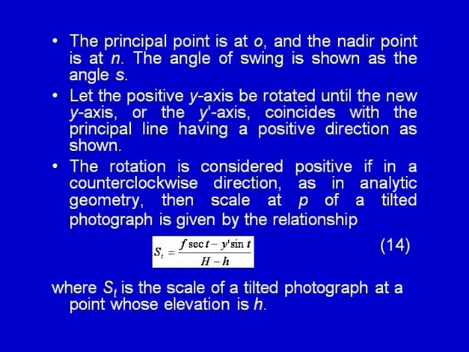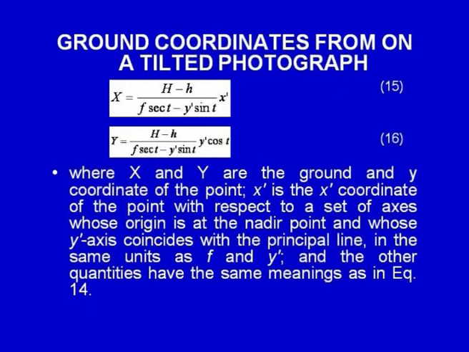Similarly, having computed the scale, we can compute the ground coordinates of a tilted photograph, similar to the procedure that we have already discussed for a vertical photograph. Here, the ground coordinate X would be equal to capital H minus small h divided by the focal length, into the secant of the tilt angle t minus y dash sine of the tilt angle t, multiplied by x dash. Similarly, Y could be expressed as capital H minus small h divided by the focal length multiplied by the secant of the angle of tilt minus y dash multiplied by the sine of the tilt angle t, multiplied by the y coordinate on the image plane.